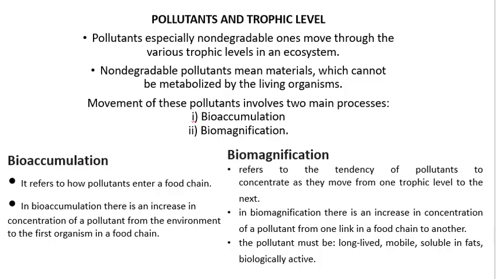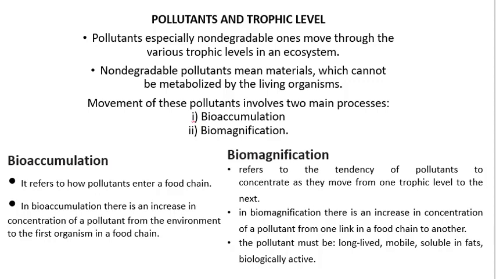Next topic is pollutants and trophic level. Pollutants, especially non-degradable ones, move through the various trophic levels in an ecosystem. Non-degradable pollutants mean materials which cannot be metabolized by living organisms. Movement of these pollutants involves two main processes.